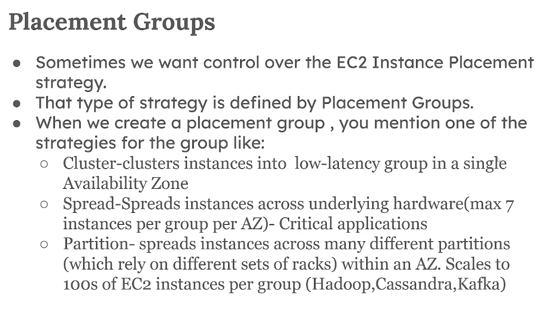And then third comes partition. Partition spreads instances across many different partitions within an availability zone, and it can scale to hundreds of EC2 instances per group. In a group we can place many EC2 instances, like Hadoop, Cassandra and Kafka do. Next comes placement group cluster.